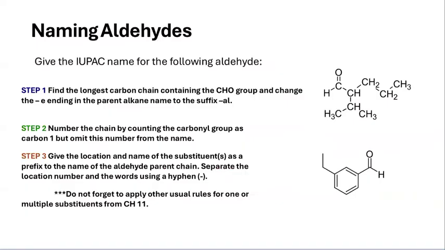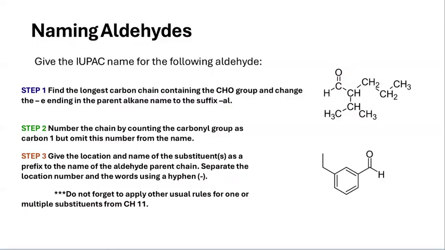When it comes to naming aldehydes, the steps are: you're going to find the longest carbon chain that contains the CHO group. The CHO group is the C double bond O, H. You're going to write the alkane name for that parent chain, and then the E at the ending of that parent chain will be replaced by the ending AL for aldehyde.